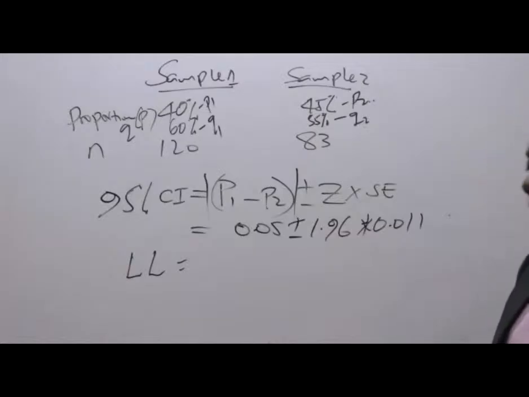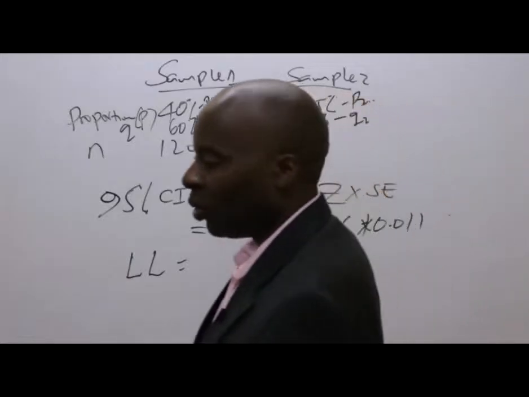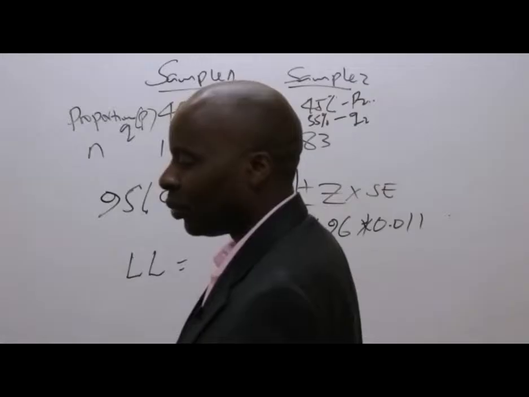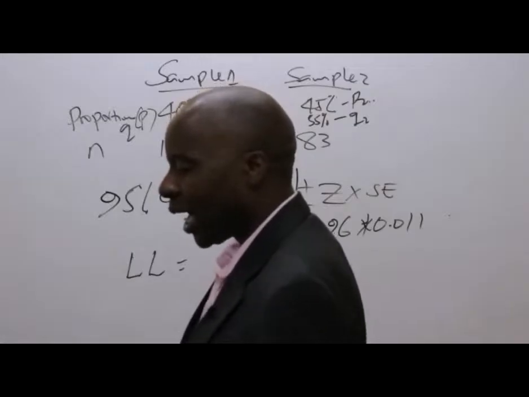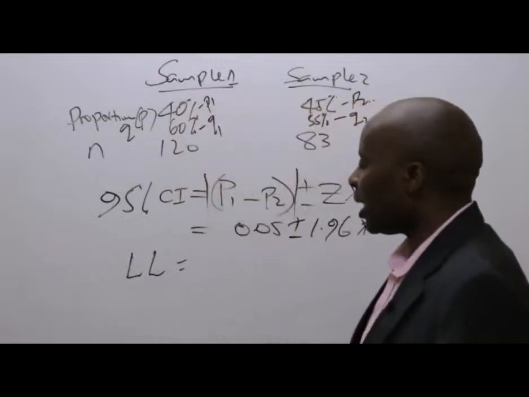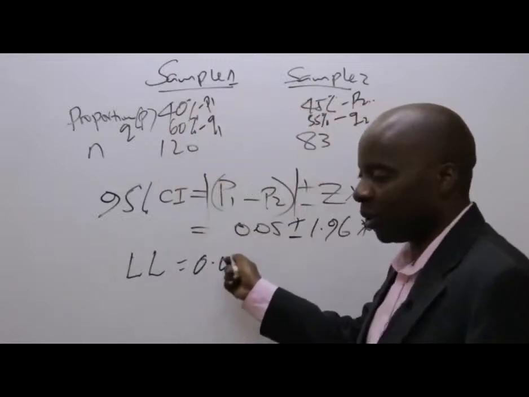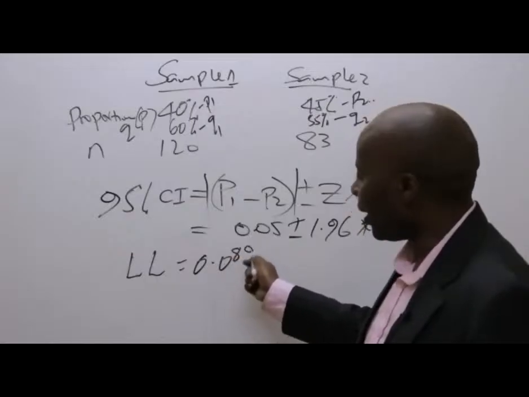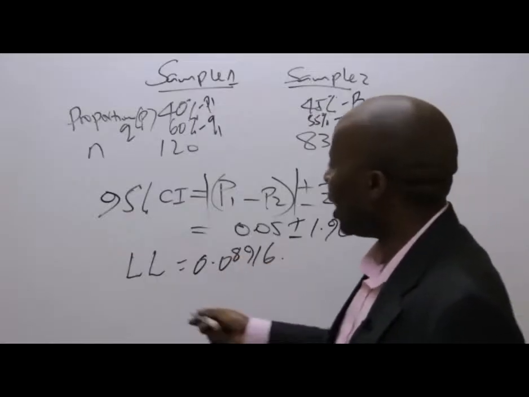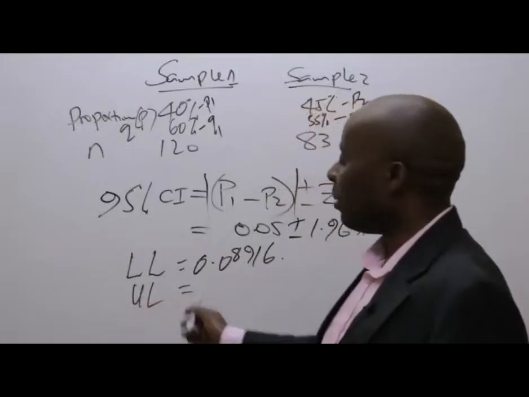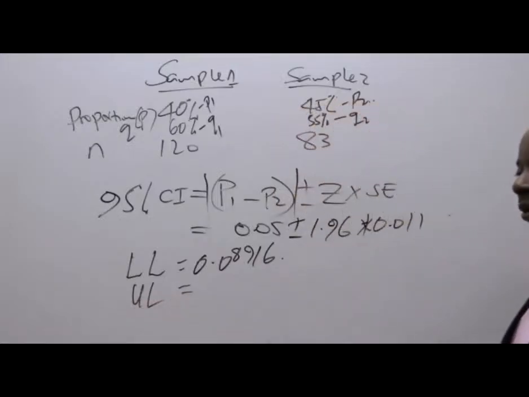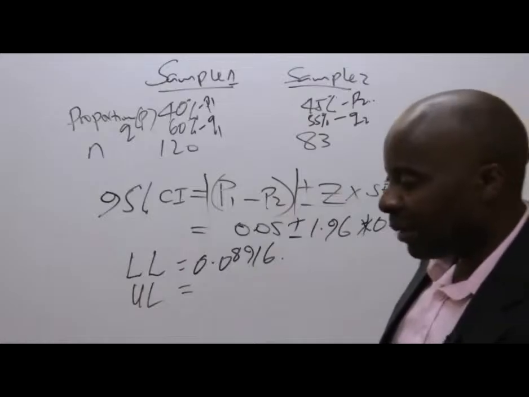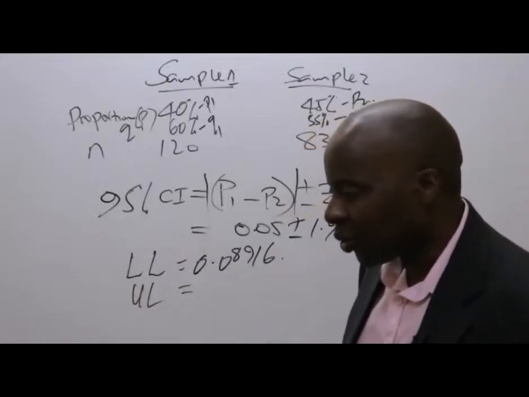So the lower limit, ladies and gentlemen, at the end of the day will give us what figure for the lower limit? Dahir gives me a lower limit of 0.0816. How about the upper limit? Upper limit I'm being given, it is 0.199.